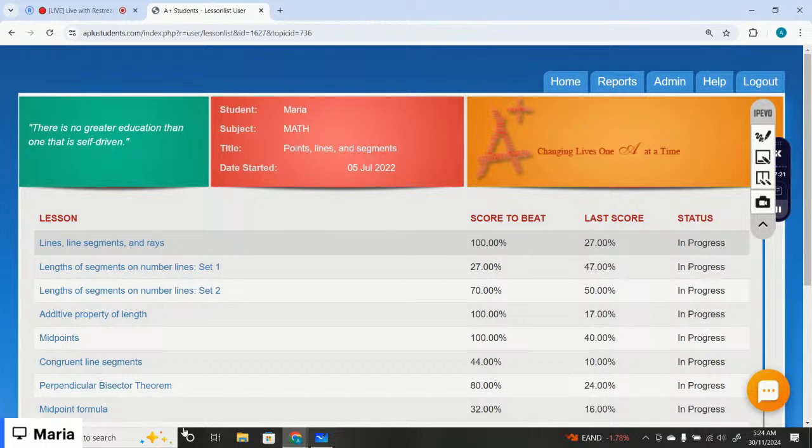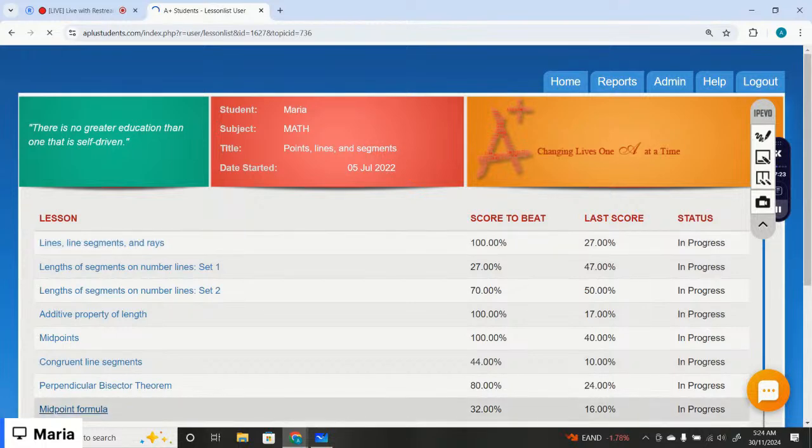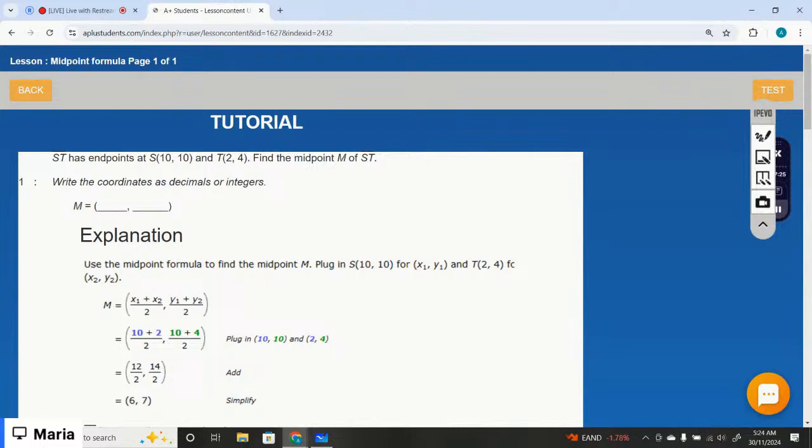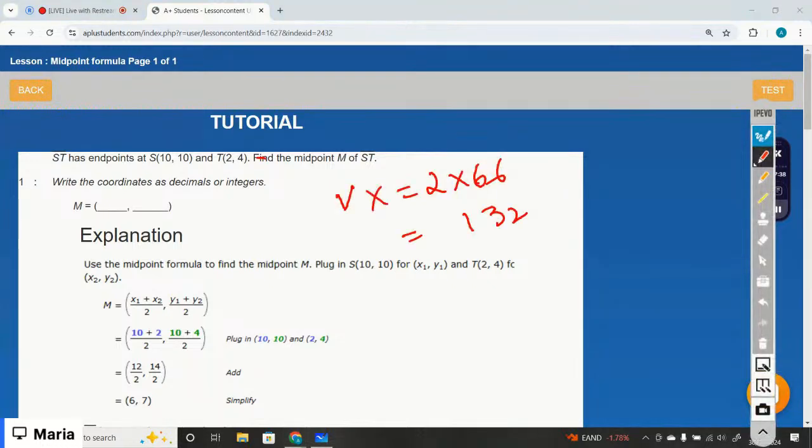That is midpoint formula. Let's just start with the lesson. ST has the endpoints S(10, 10) and T(2, 4). Find the midpoint M of ST. You have to find the midpoint. Midpoint divides the line into exactly two equal parts.